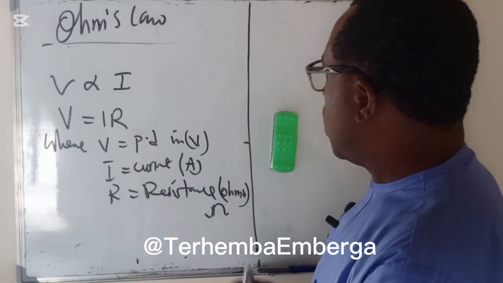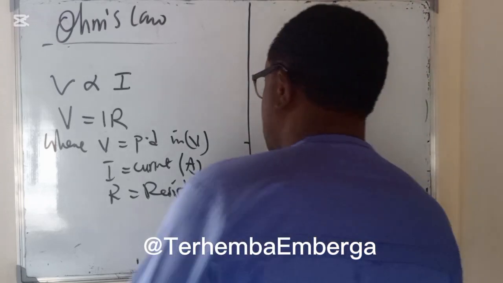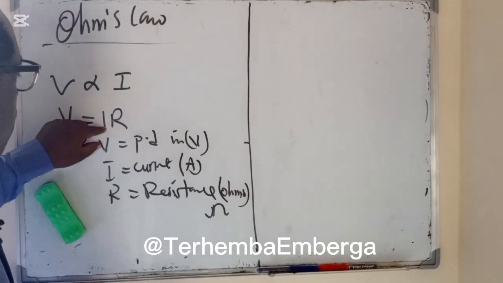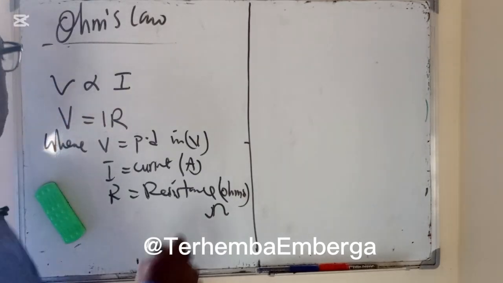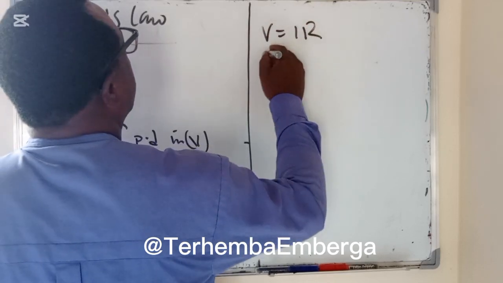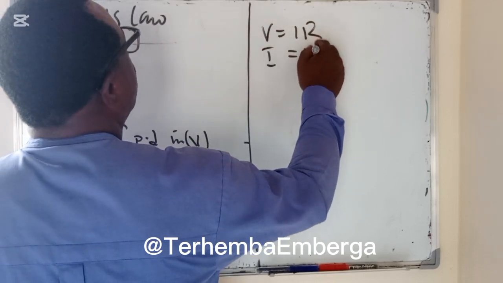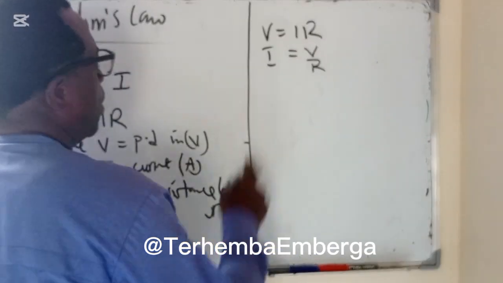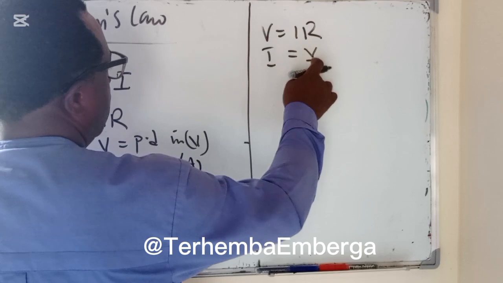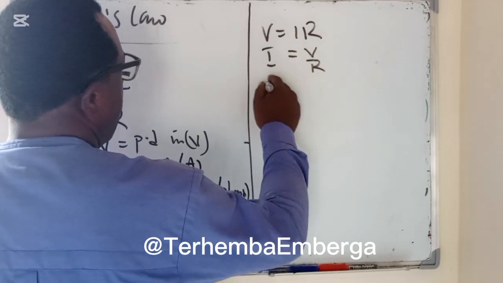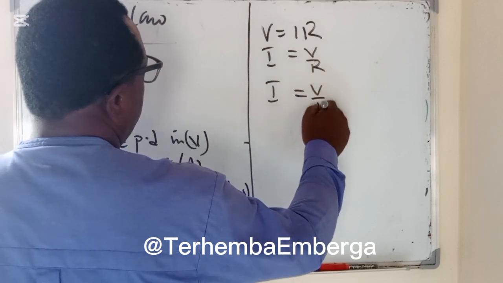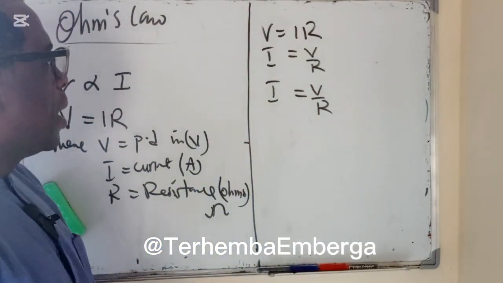So if you are asked to calculate the potential difference, you'll be given current and resistance. Now from here we can say that V is equal to IR. I make I the subject by dividing both sides by R, and you have I equal to V over R.